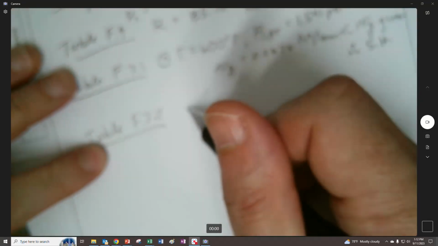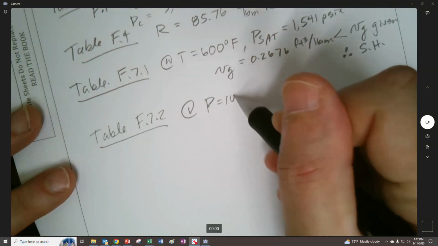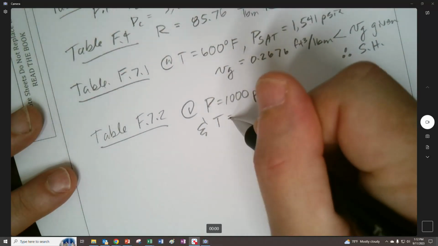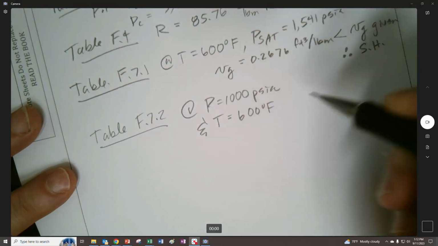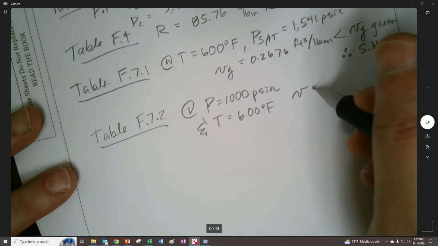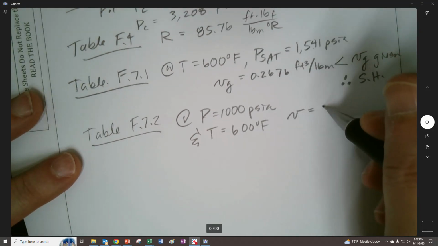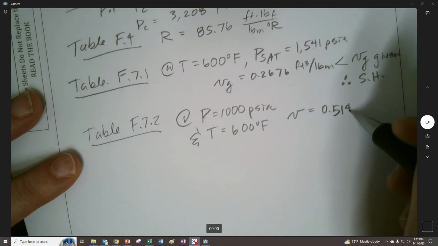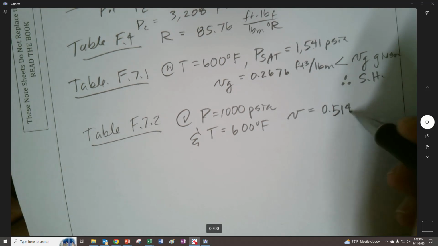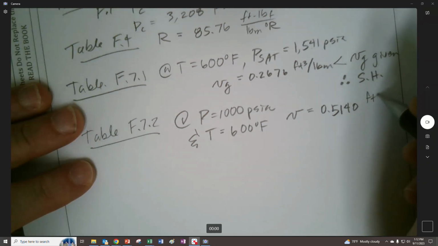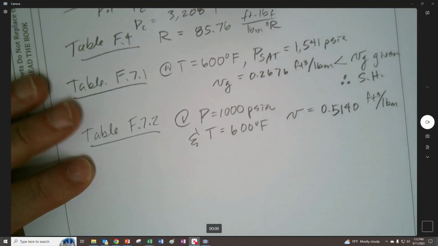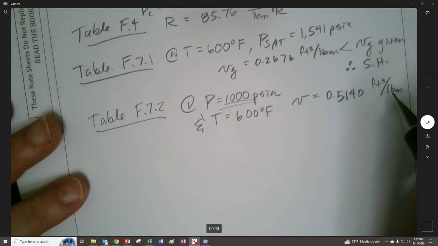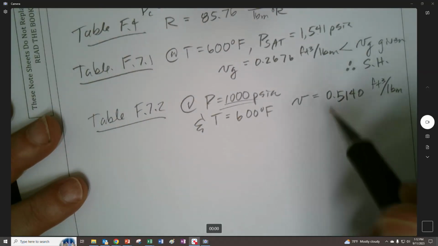Yay! At P equals 1,000 psia and T equals 600 degrees Fahrenheit, we have a specific volume that matches. So we've got a pretty high degree of confidence this is correct. That's darn close, close enough. So this must be the pressure. Conclusion made: to determine the pressure, we have determined the pressure.